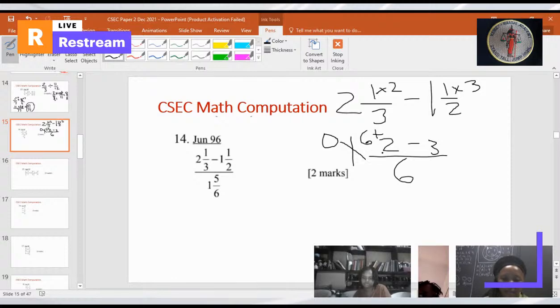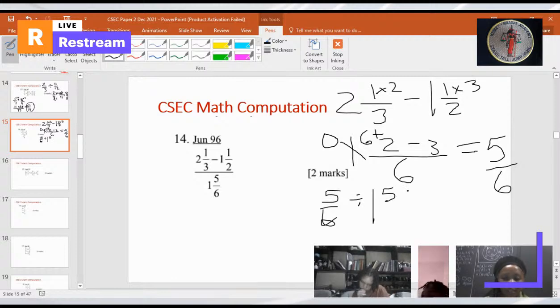All right, so 8 minus 3, that's 5. So this gives 5 over 6. And we're going to divide it by 1 and 5 over 6. So 5 over 6 divided by 1 and 5 over 6.